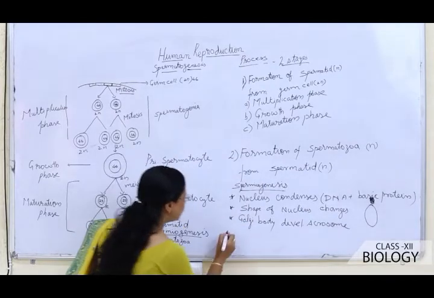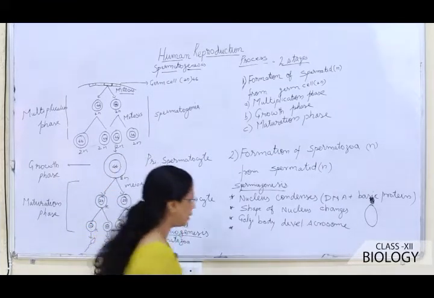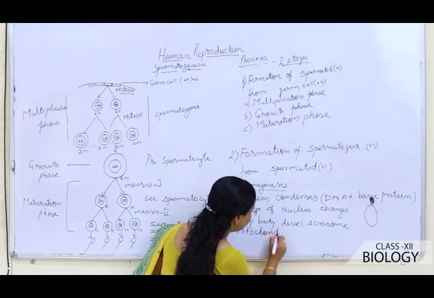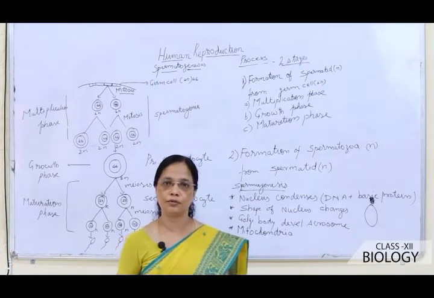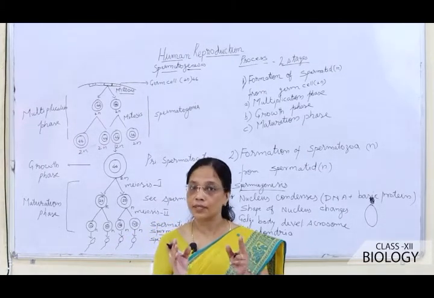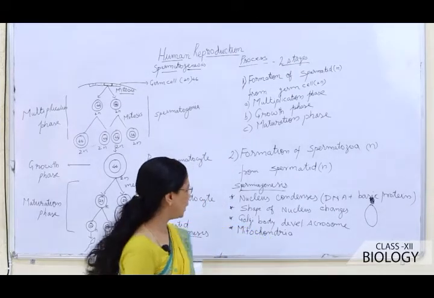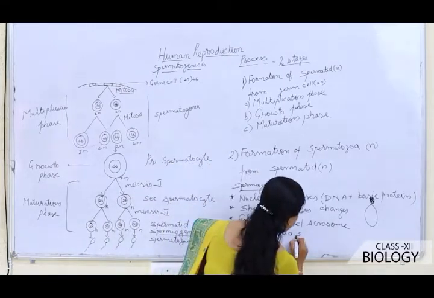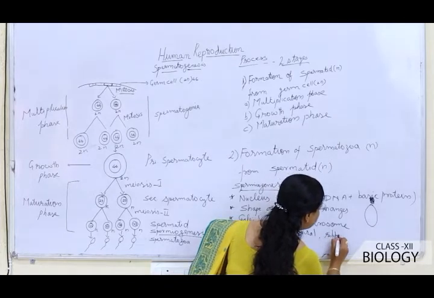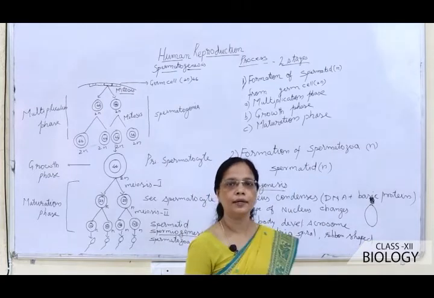Okay, now what is the fourth change? Mitochondria. Mitochondria is also an organelle which is said to be the powerhouse of the cell. It spirally coils and forms a ribbon-shaped structure in the axial filament. Okay, so it becomes spiral and ribbon-shaped.